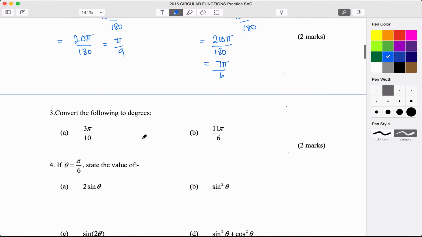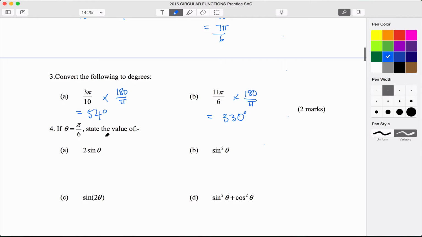Question 3, convert to degrees. 3 pi over 10, this time we times by 180 over pi, and we end up with 54 degrees. This one again, times 180 over pi, end up with 330 degrees.